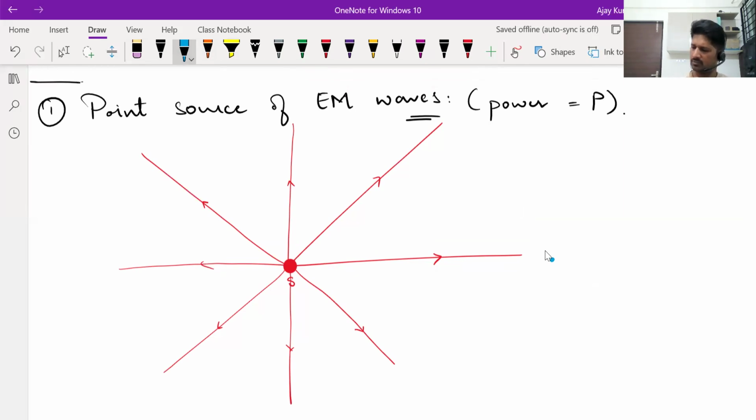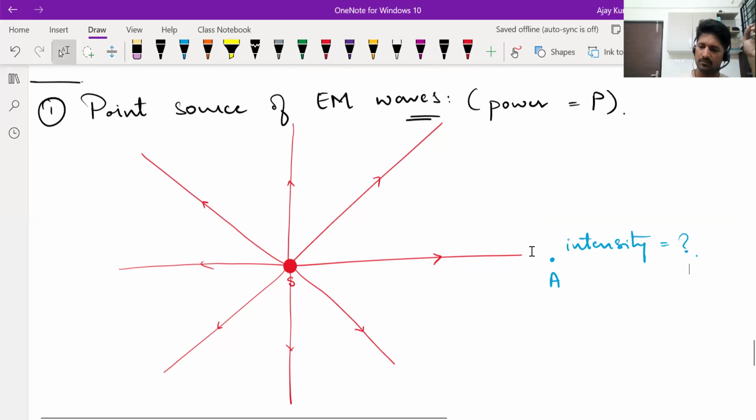Okay, P we have called as power. Let's call the point as A. You have to find out how much is the intensity at that point. Now observe what we know. We know the power emitted by the source. That is, energy per unit time is known by us. Energy emitted per unit time. And you are asked to calculate intensity at a certain distance.